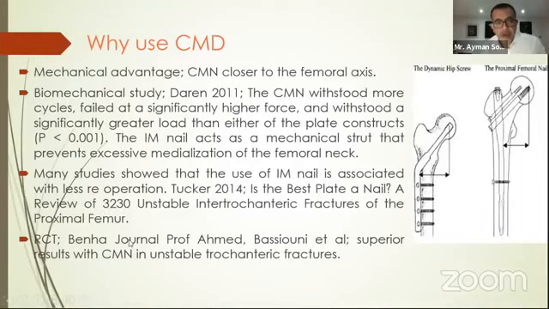We've also got research in Benha by Professor Ahmed, Dr. Hassan Hussein, and Dr. Hani Basyouni. I've got an RCT where they compared the results of cephalomedullary nails versus plates, and they concluded that cephalomedullary nails fare better in unstable fractures.